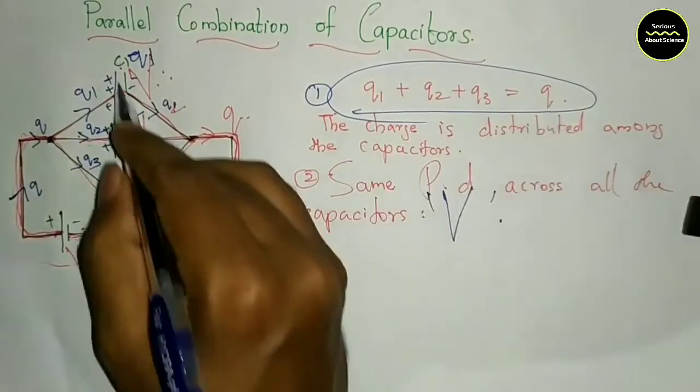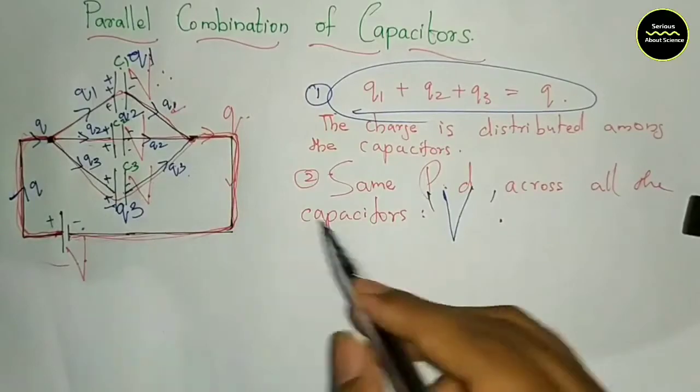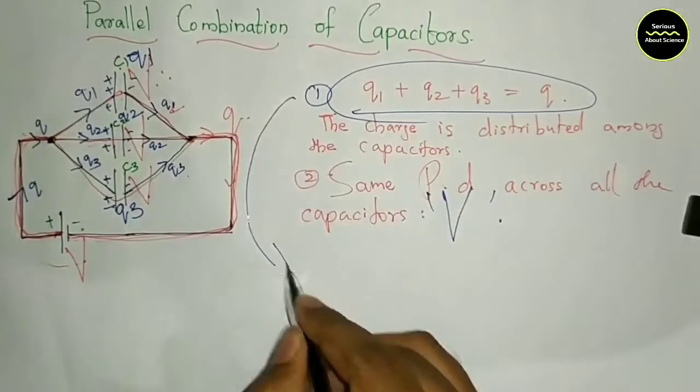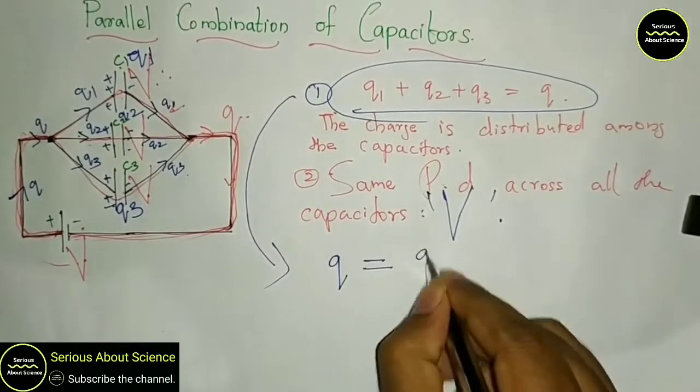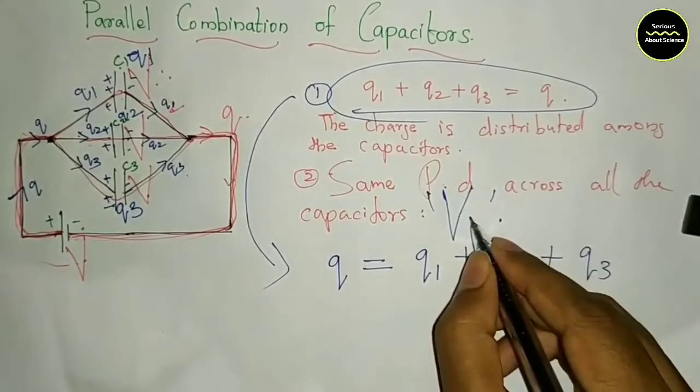We start with the previous equation, that is Q1 plus Q2 plus Q3 equals total charge Q. Now for Q1, Q2 and Q3 we are going to substitute a new relation, the relation you already know, connecting capacitance C, electric potential difference V as well as charge Q.